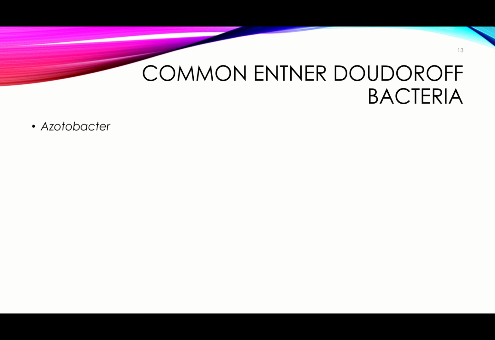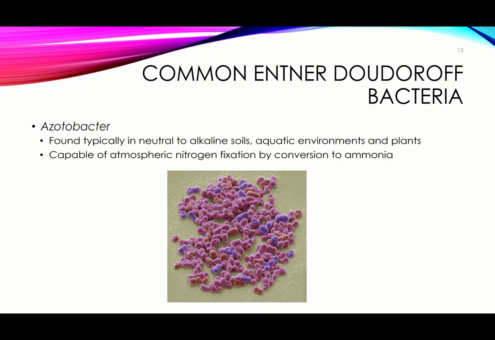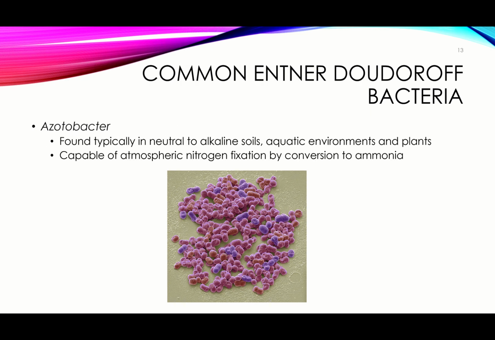Azotobacter is the last obligate aerobe that uses the Entner-Doudoroff pathway. They are found typically in neutral to alkaline soils, aquatic environments, and plants. They are capable of atmospheric nitrogen fixation by conversion to ammonia.